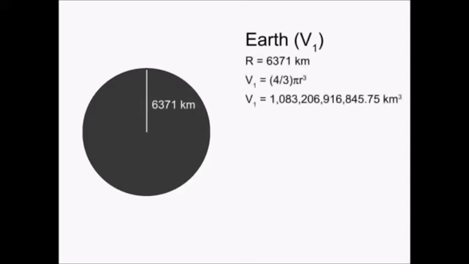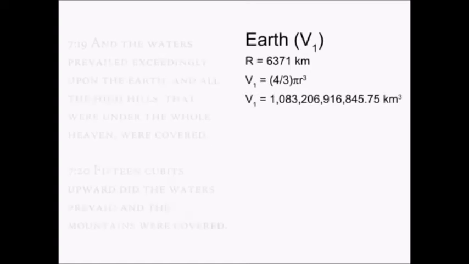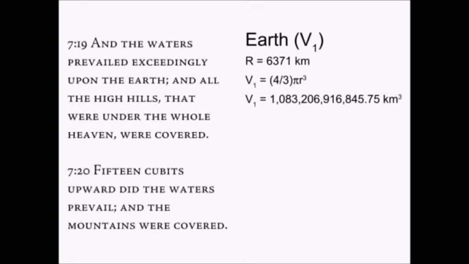Our planet has an average radius of 6,371 kilometers. Using this value, we can determine the volume of the Earth, which we will call V1. Genesis 7:20 tells us that the mountains were covered, so we know that at a minimum, the floodwaters were equal to or greater than the highest point above sea level.